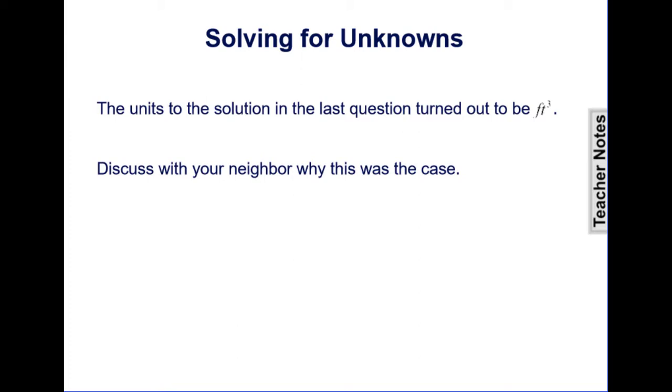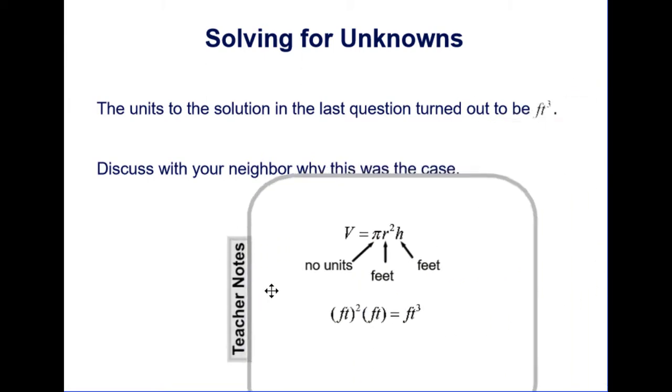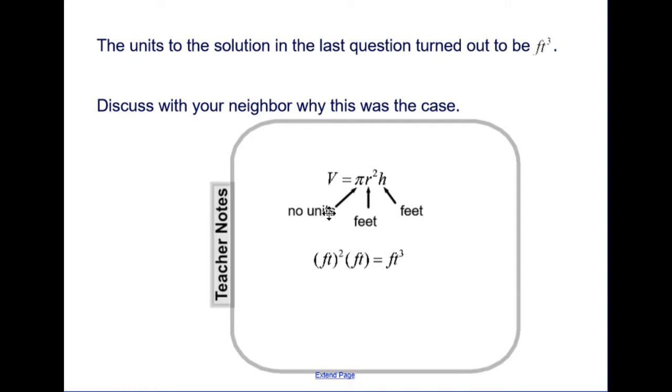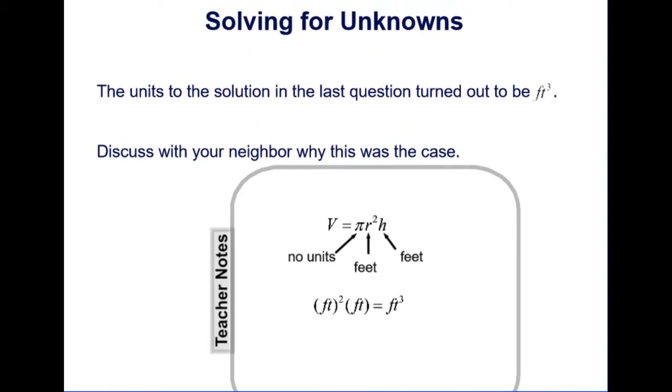Now the units were feet cubed. Why is this the case? Well, if we look at the formula, V equals pi r squared h, pi is a constant, it has no units, but r squared is feet squared, and the height was in feet, so feet squared times feet is feet cubed.